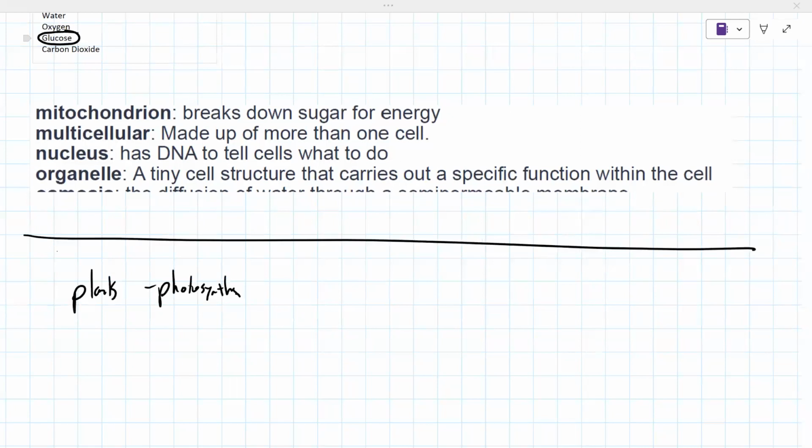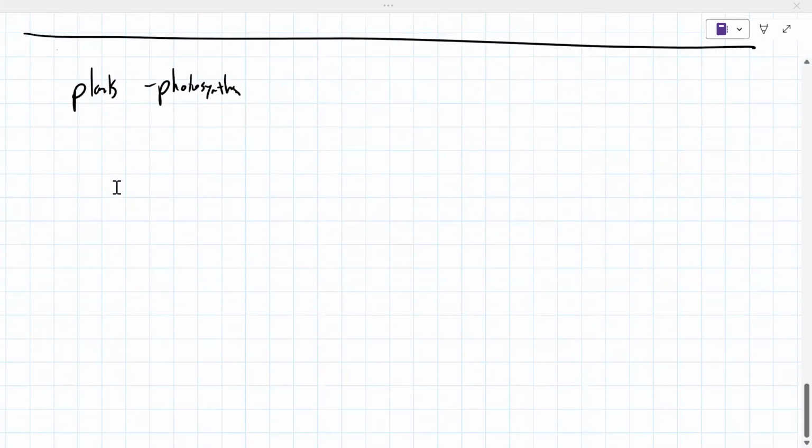No. Okay. Let me see if there's any other words here that could be useful. I mean, they're all potentially useful here. This is tough. Okay. Try, predict the results of osmosis, does water go in or out? Okay. All right. So what do you know about photosynthesis? What do you remember from class about photosynthesis?